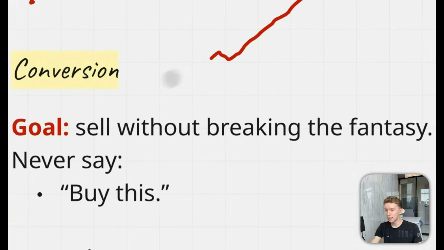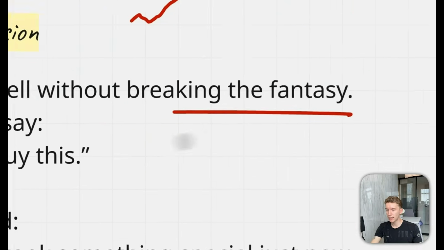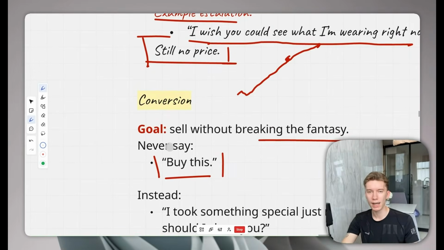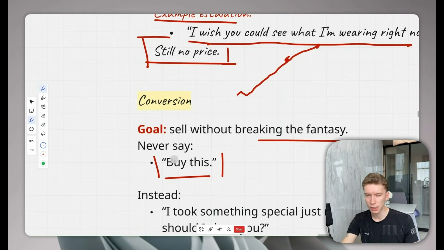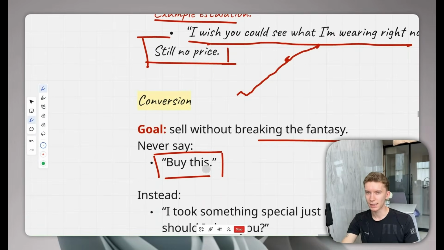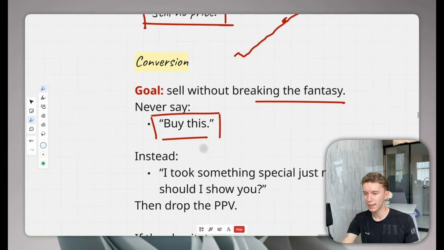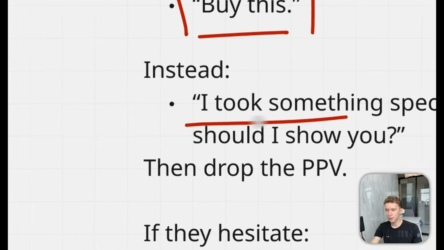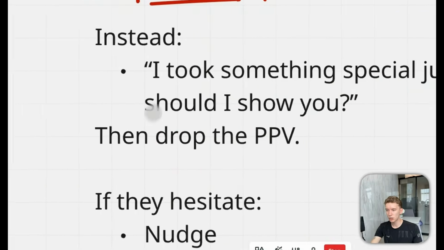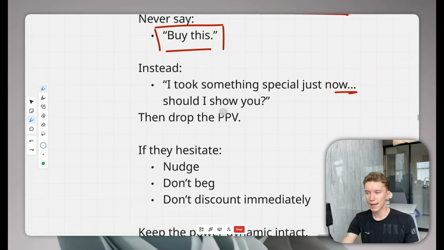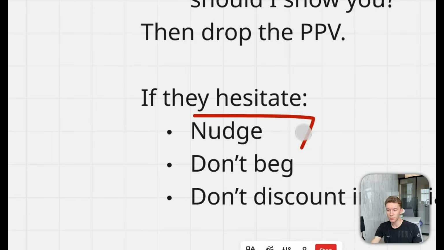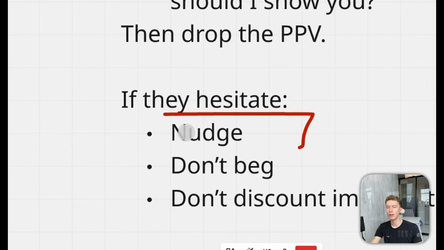Okay, so again, the goal is to sell without ever breaking the fantasy. You don't want your chatters to say like, buy this pay-per-view or buy this. Because if they are saying stuff along the lines of this, again, it makes it transactional and not feel organic. Instead, they can slide something in like, I just took this right now just for you. Should I show you? And then he's going to be like, yes. And again, if he hesitates, you can nudge him and be like, oh, so you're going to fold? And if he's like, yeah, then again, he's not ready to buy.